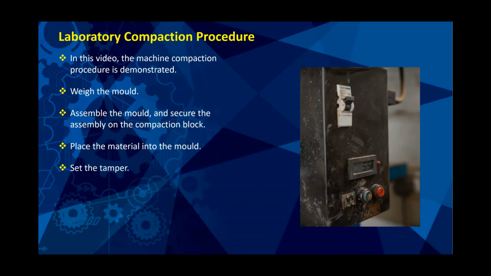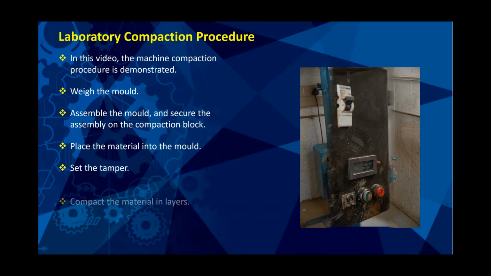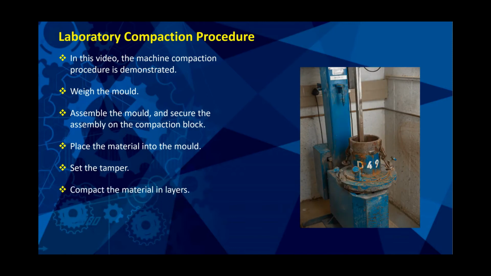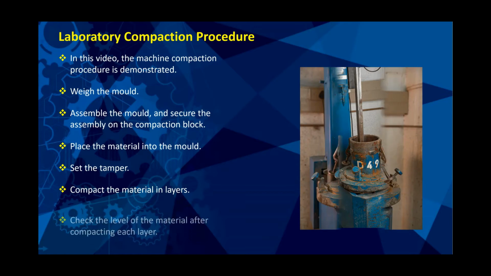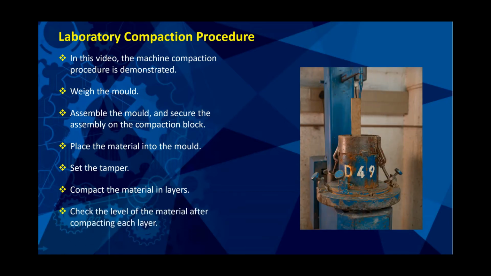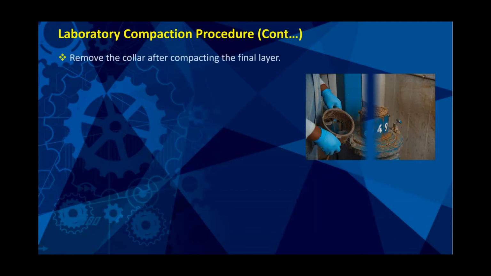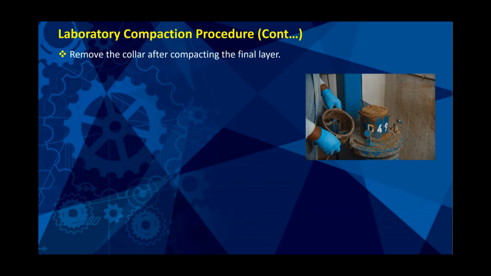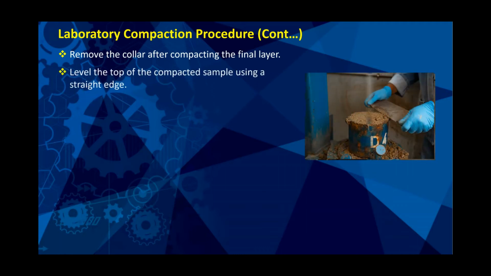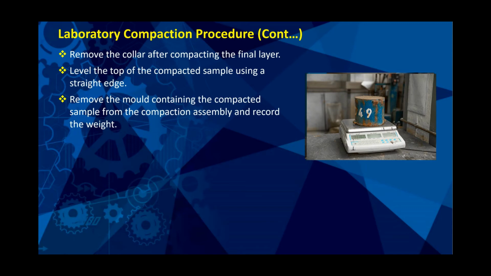You set the tamper to the required number of blows, and you compact the material in layers. Then you check the level of the material after compacting each layer. When you finish the compaction, you remove the collar and you level the top of the compacted sample using a straight edge. Then you remove the mold containing the compacted sample from the compaction assembly and record the weight.